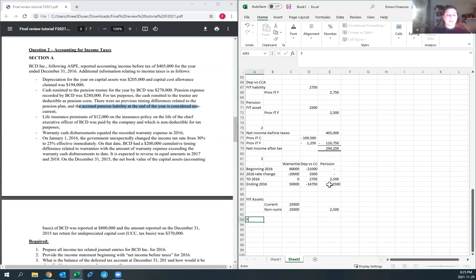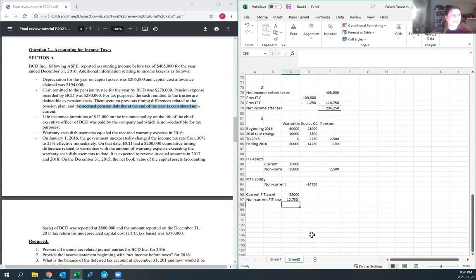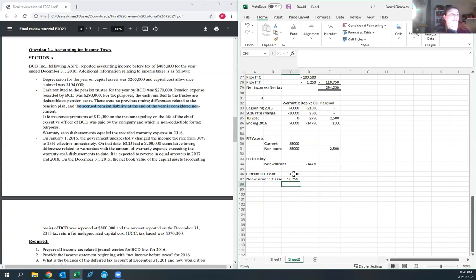And then for my liability, it's all non-current because it's for the assets. All right, so net, what I'm going to have is an asset because I have more assets than liability. And then I have a current FIT asset of 25,000, and a non-current FIT asset of 25,000 plus 2,500 minus my non-current liability. So that's how it's going to be shown on the balance sheet for the company.